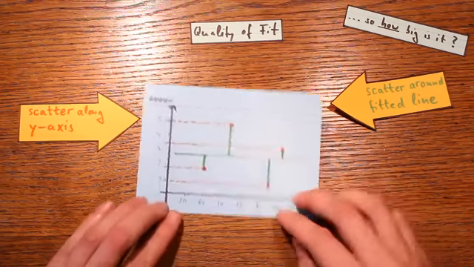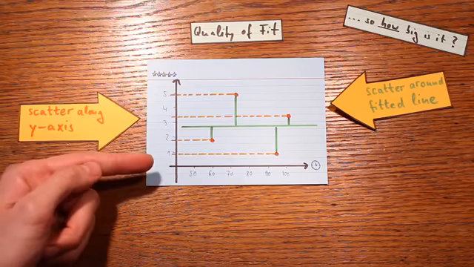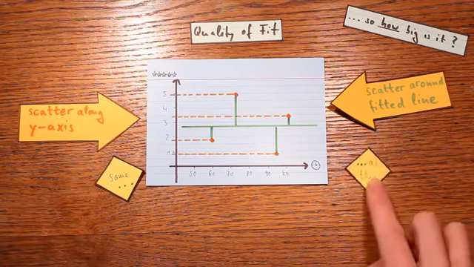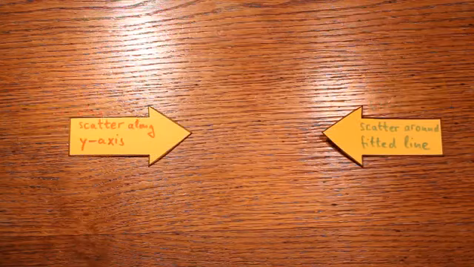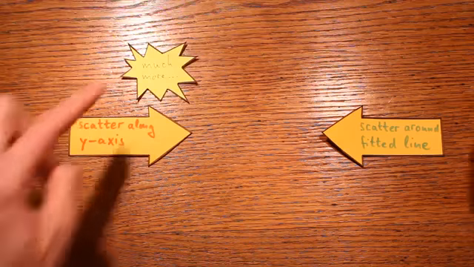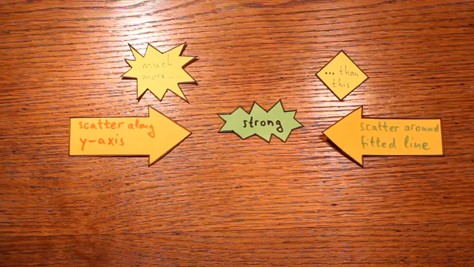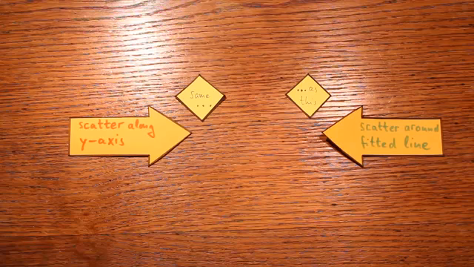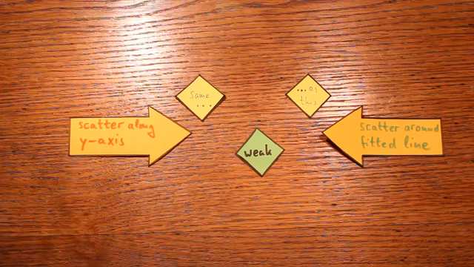In this third case, the fitted line actually turns out to be straight. So what this means for the data is that the scatter along the y-axis and the scatter around the fitted line are actually exactly equal. And in this case the correlation coefficient is exactly 0. So you can see that if the scatter along the y-axis is much larger than the scatter around the fitted line, then we get correlation coefficients which are really large in magnitude. But if the scatter along the y-axis and the scatter around the fitted line are really similar, then we get correlation coefficients which are close to 0.